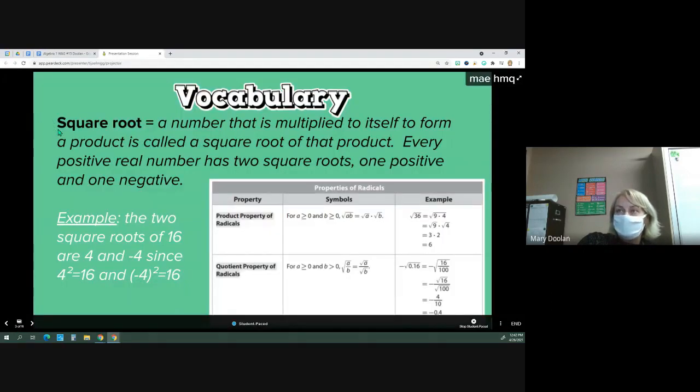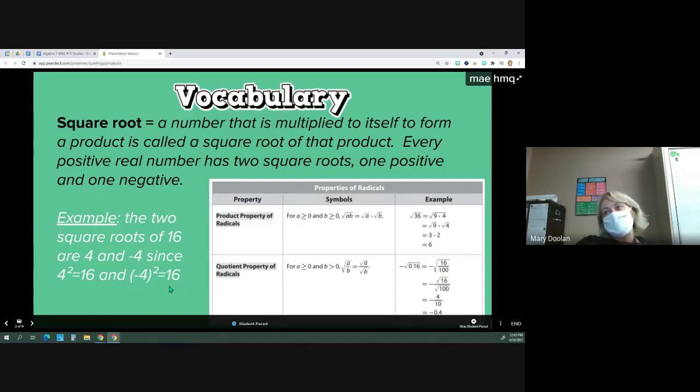And so when we talk about the square root, well, that's a number that is multiplied to itself to form a product. It's called a square root of that product. And so this is important. Every positive real number has two square roots. Okay, one positive and one negative. For example, if I asked for the square roots of 16, well, 4 would be a square root because 4 times 4 is 16. But also -4 would be a square root because -4 times -4 is also 16.